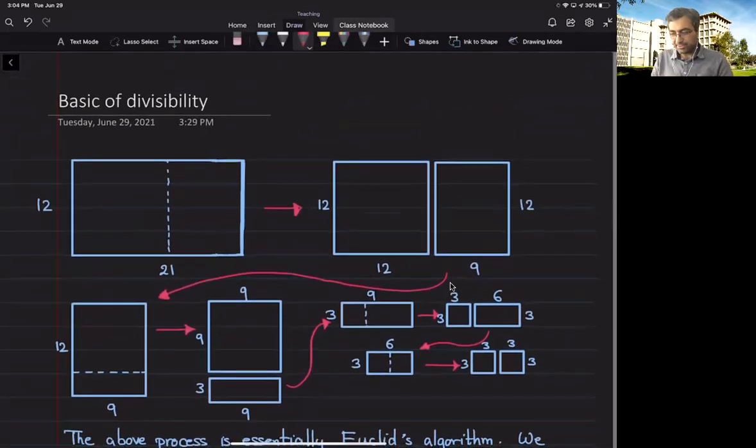So we start cutting. We cut first and get this 12 by 12 square. We cut it out, and we get a 9 by 12 rectangle.